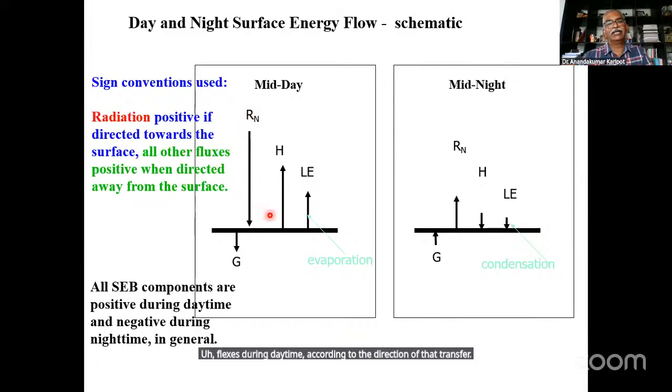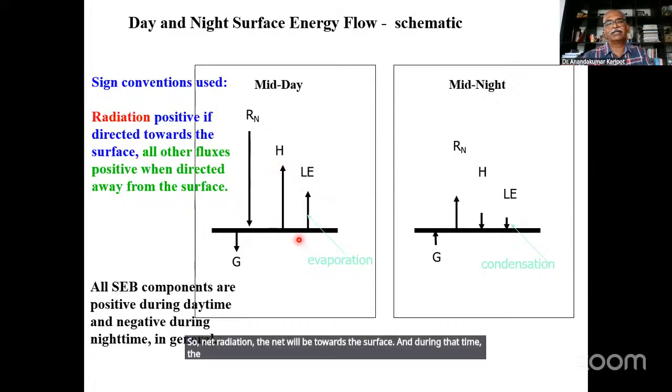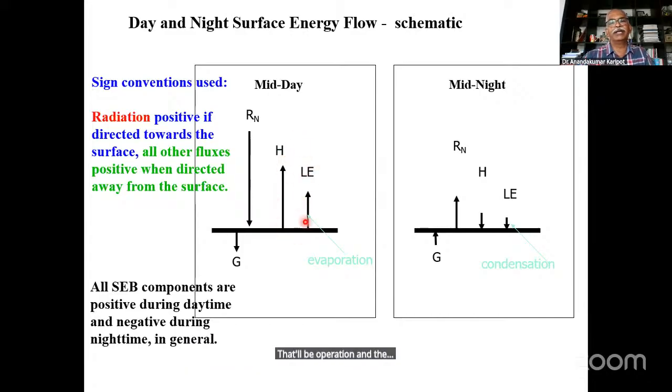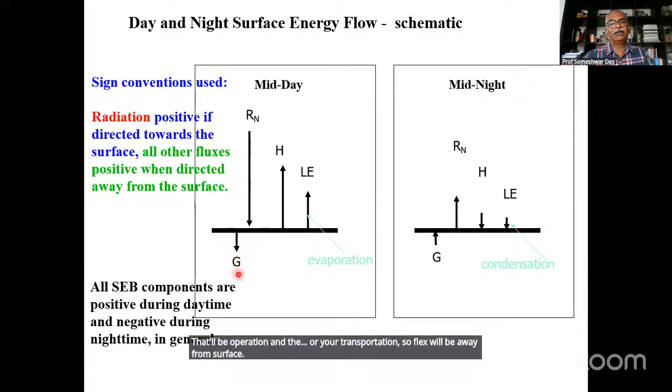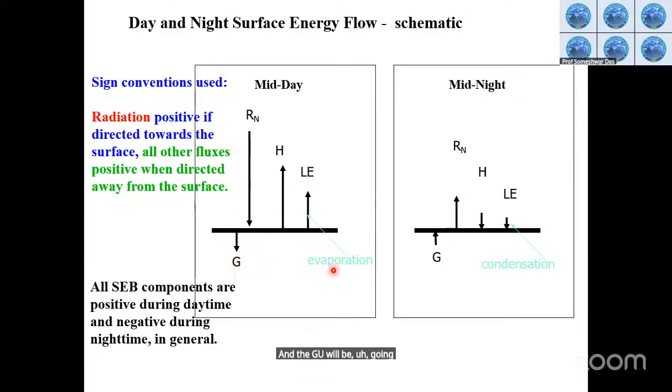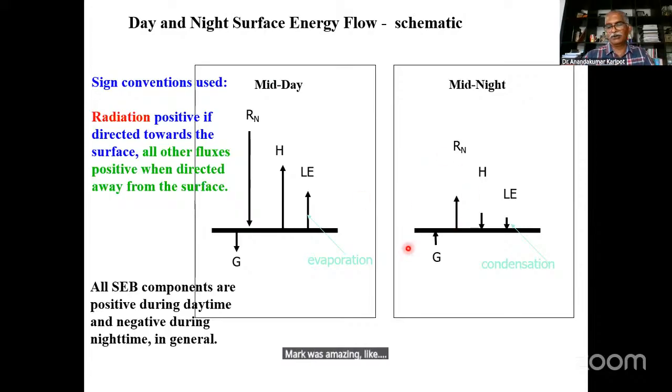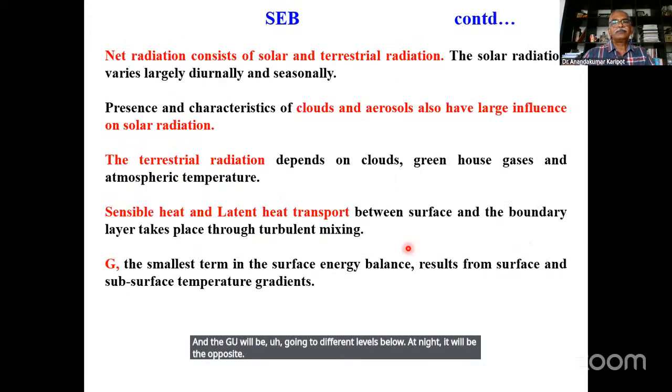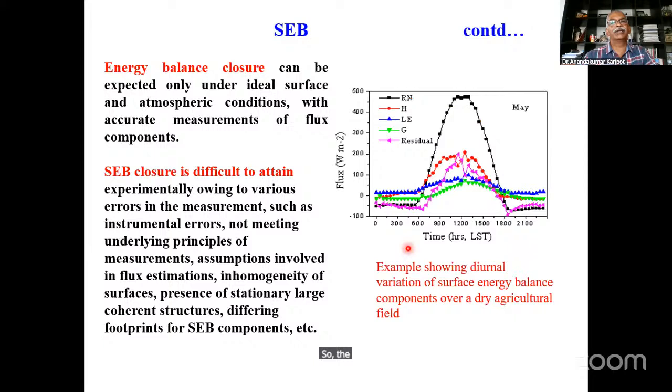So net radiation, the net will be towards the surface, and during daytime, the sensible heat, and if the surface has moisture, there will be evaporation and/or evapotranspiration. So the flux will be away from the surface, and the G will be going to the levels below. And at night, it will be the opposite. So the details are mentioned here.